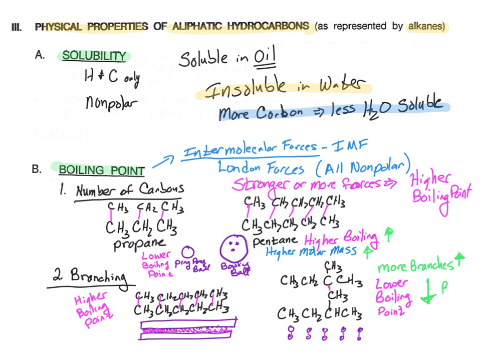We'll return to looking at the intermolecular forces later when we talk about other classes of organic compounds. But the two general trends that we see here will always hold. More carbons, higher boiling point. More branches, lower boiling point.